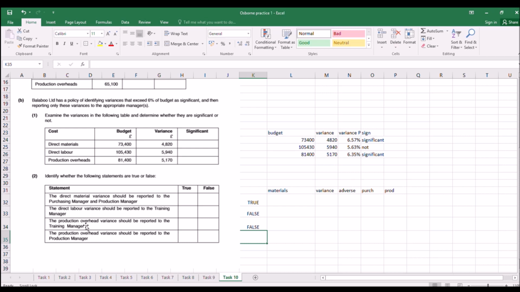Or alternatively, that actually this is an estates manager and their energy, let's say, bills have gone through the roof or what have you. So it's got nothing to do with a training manager. That would be more like the estates manager or the person who maintains the assembly line or something like that. The production overhead variance should be reported to the production manager. Yes, they are responsible for that.